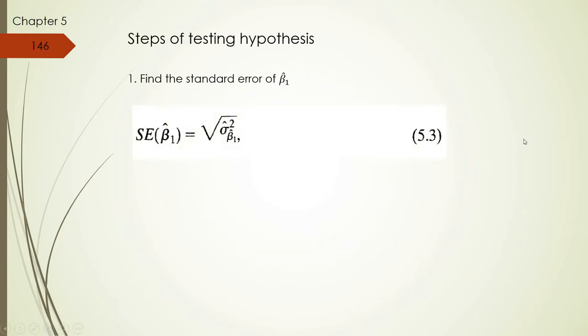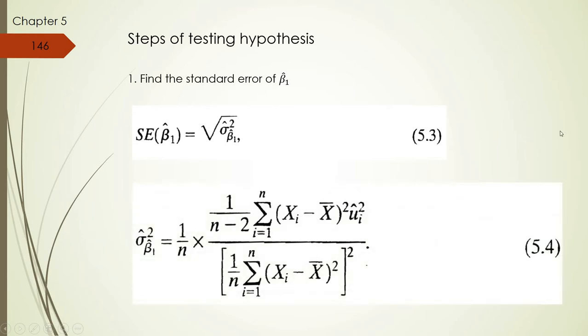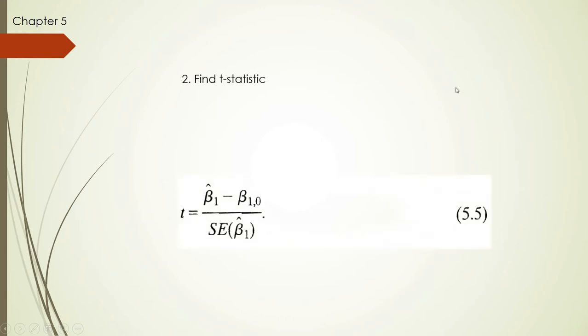So what are the steps of testing a hypothesis? The first step is to calculate the standard error of beta 1 hat. This is the formula, but anyway, we will get the value from Gretl. The second step is to find the t statistic. So we will conduct the so-called t-test. As you can see, we need beta 1 hat, which we will have from our model. We need the hypothetical value of beta in the population, which is 0, and we will have our standard error.